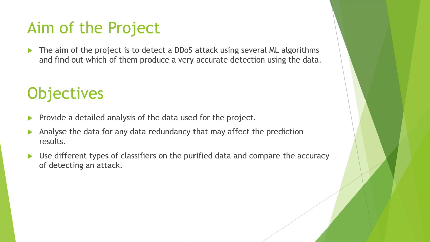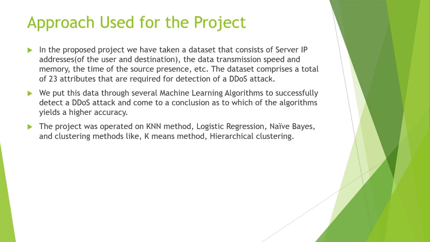Coming to the approach used for the project, we have taken a dataset that consists of several IP addresses of user and destination, the data transmission speed and memory, the time of source presence, etc. The data comprises a total of 23 attributes that are required for detection of a DDoS attack. We put this data through several machine learning algorithms to detect a DDoS attack and come to a conclusion on which algorithm yields higher accuracy. The project was operated on the KNN method, logistic regression, naive Bayes, and clustering methods like k-means and hierarchical clustering.